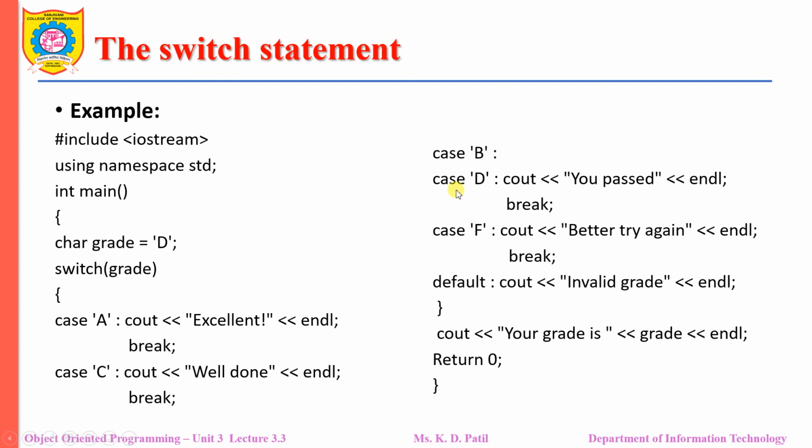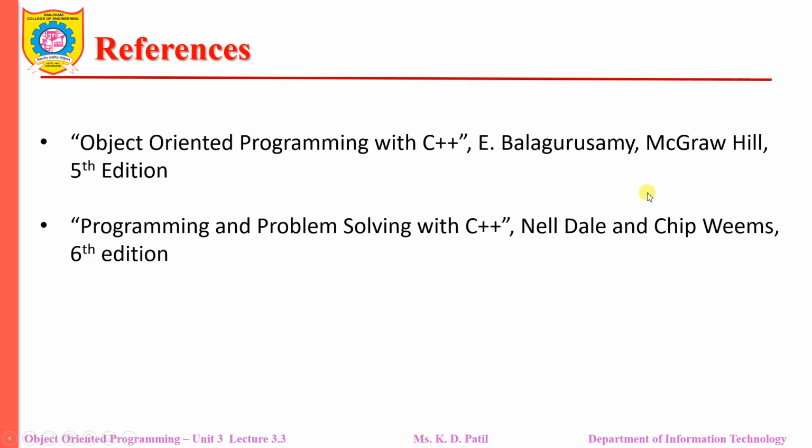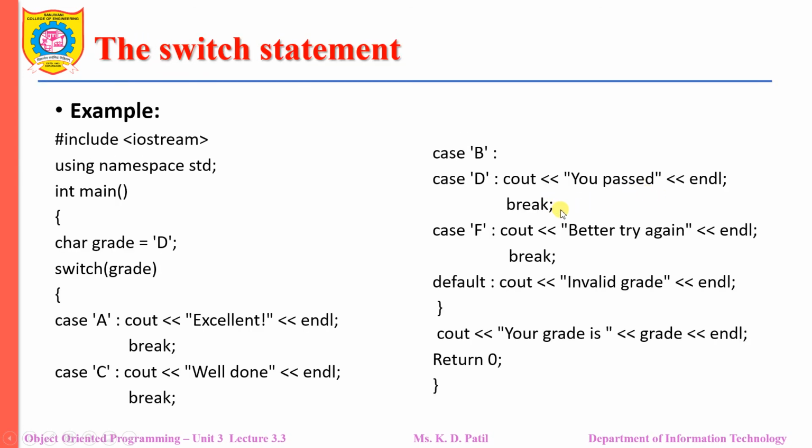Now let us come to the next case. The grade is D and here the case is D. So the case is matching, and once the compiler gets a matching case, the statements under that case will be executed. Now cout you pass will be printed on the screen, and immediately after that the break statement is applied. So the switch statement will break, and the control will come directly to the next statement which is outside of the switch statement.